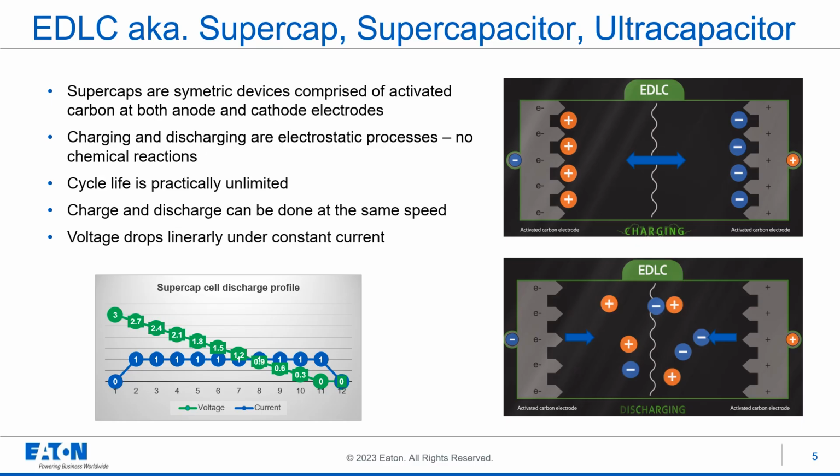When fully charged, there are layers of ions on each surface with a solvent in between. This creates two capacitors in series internal to the device. From an electrical standpoint, there is a linear drop in voltage as the device is discharged under constant current. Since the device only moves charge around as it's charged and discharged, it has extremely high cycle life, almost limitless.